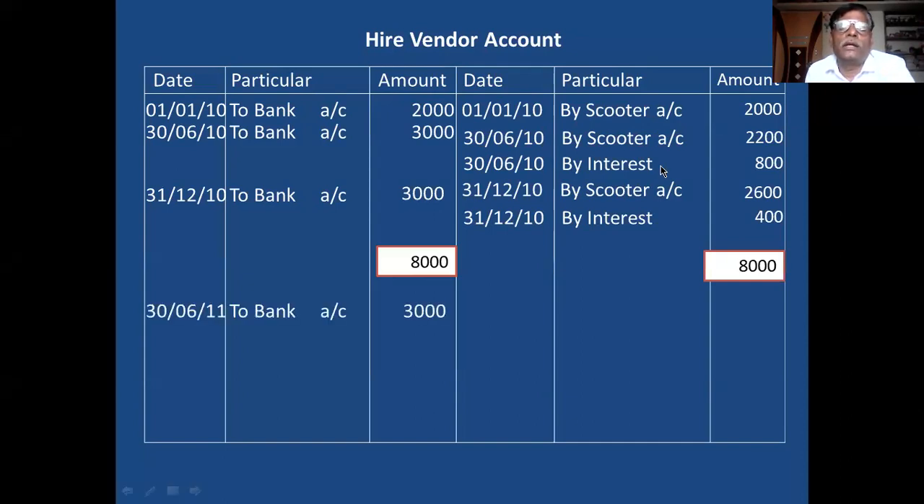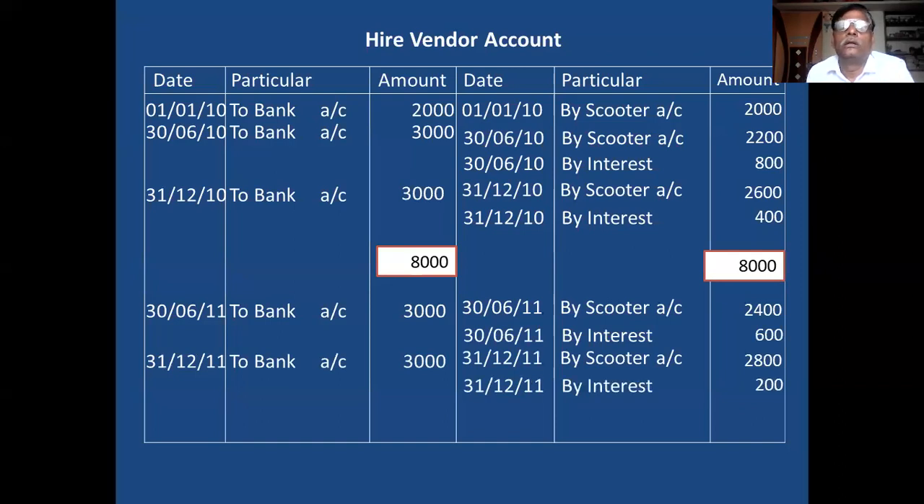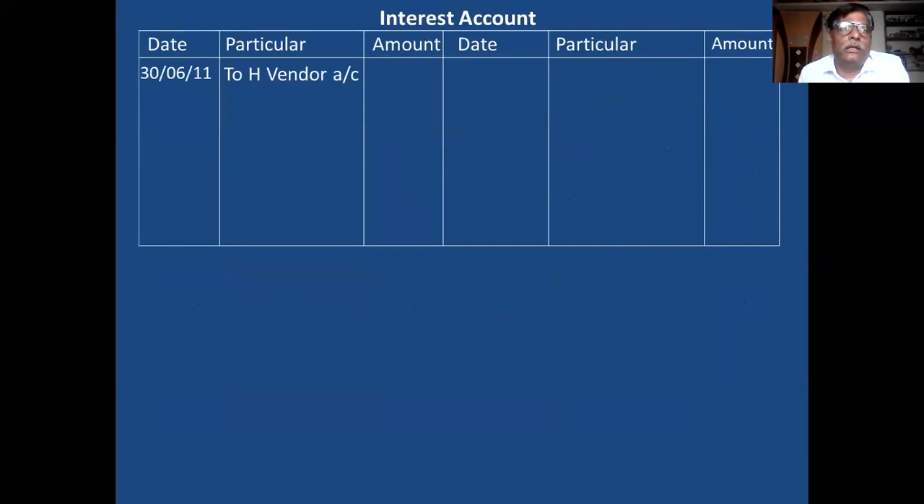Second year, to bank 3,000, by scooter 2,400, by interest 600. Last installment, to bank 3,000, by scooter 2,800, by interest 200. Second year completed. You take the total 6,000. Then next is the interest account. In the interest account, debit side vendor name, credit side P&L.